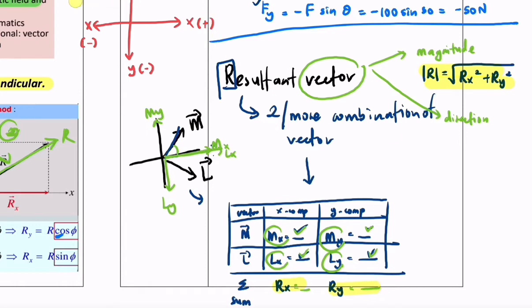Okay, and for direction, because a vector has magnitude and direction. For the direction, the formula is tangent theta equals Ry over Rx. Okay, tangent theta is equal to Ry over Rx. So we know our theta will equal shift tangent of Ry over Rx. Okay, so this is our formula.